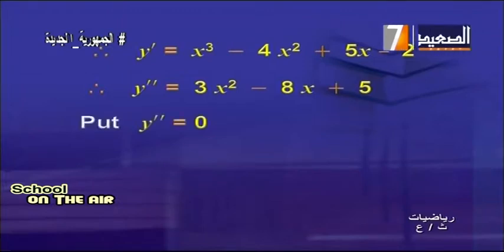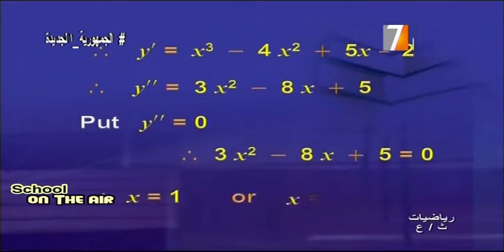Put y double dash equals 0, then 3x power 2 minus 8x plus 5 equals 0. Then x equals 1 or x equals 5 over 3. In the number line, we discuss the intervals of convex up and down. In the open interval negative infinity and 1, the sign of y double dash is positive, then the function is convex downward. In the open interval 1 and 5 over 3, the sign of y double dash is negative, then the function is convex upward.